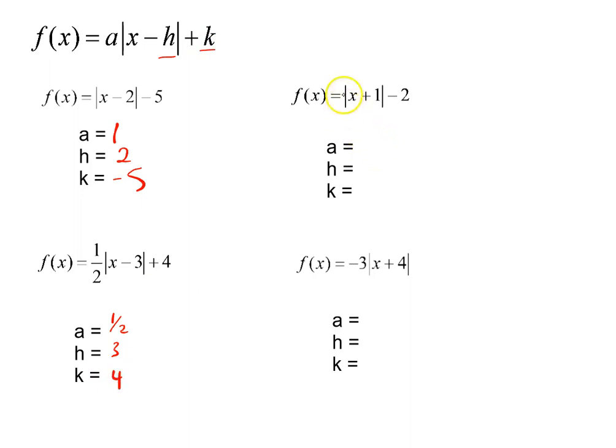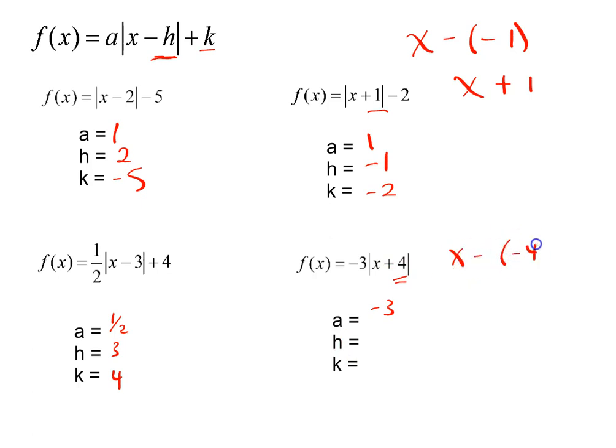On this next one, a again is 1. We don't see a number out there. And then here we see a +1. Since it's minus h, in order to get a +1, it must have been x minus a -1, because that's what would give us an x plus 1. So h is -1 and k is -2. For our last one, a is -3. h is, well, since we have a plus again, that means it must have been x minus a -4. So h is -4, and we don't have a number out here, so k must have been 0.